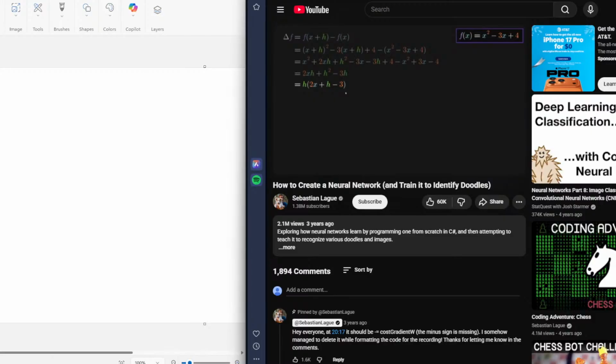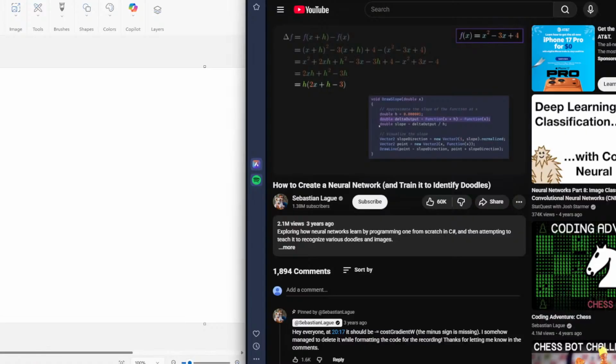That's as far as we can really take it though, so referring back to our code, we then calculate the slope by dividing this change in the output by the tiny change to the input that caused it. So let's write that out over here. Right away, we can see that these two h's will cancel each other out, and we're left with just 2x plus h minus 3.